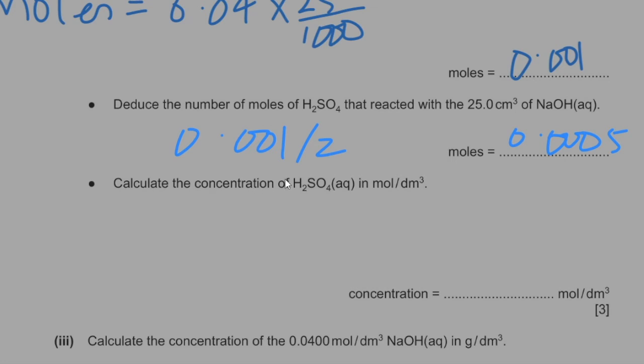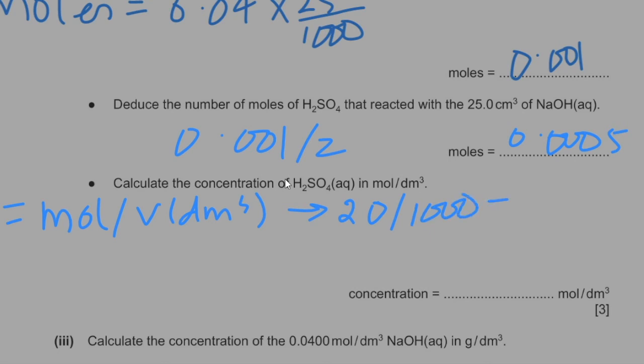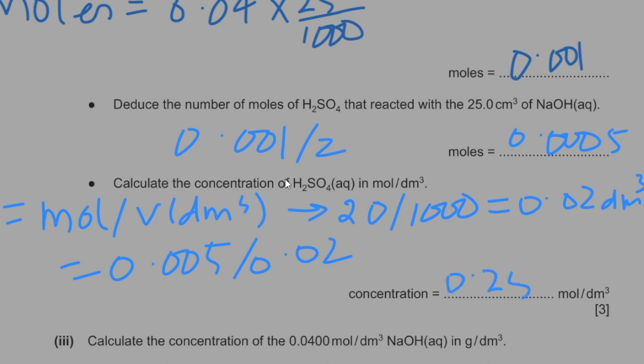Calculate the concentration of sulfuric acid in mole per dm cube. So concentration is equal to moles divided by the volume in dm cube. We have the number of moles over here, but I'll first convert the volume, which is 20 centimeter cube, into a dm cube, which is equal to 0.02 dm cube, and so we have 0.0005 divided by 0.02, and so the answer, the concentration over here is 0.25 mole per dm cube.